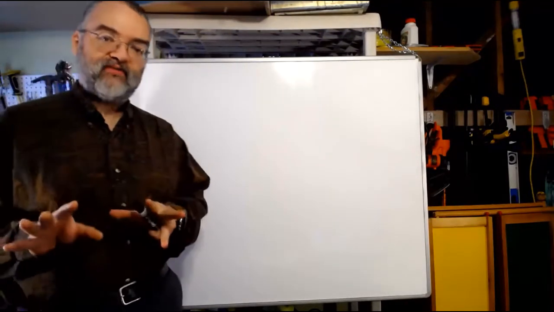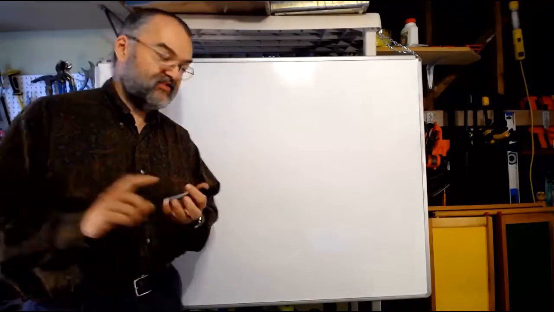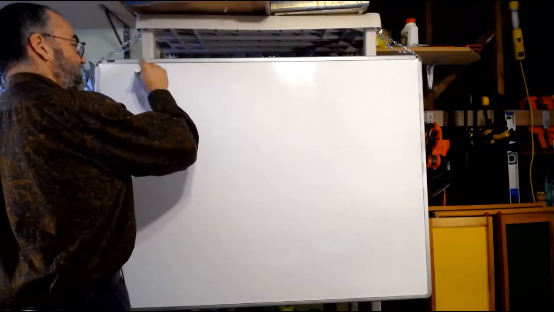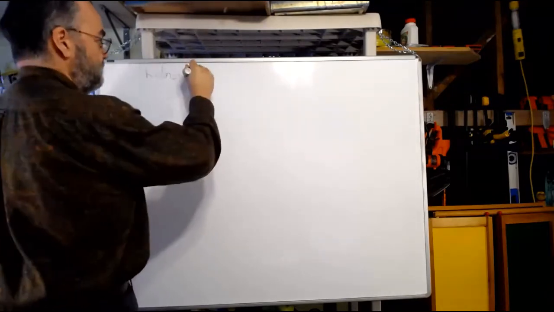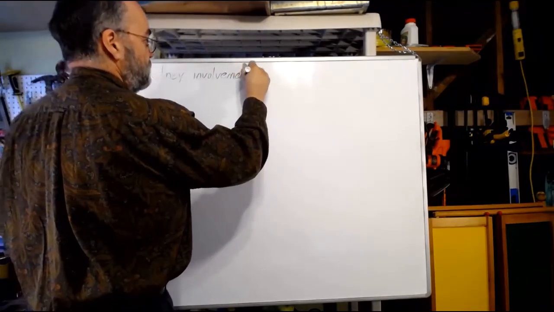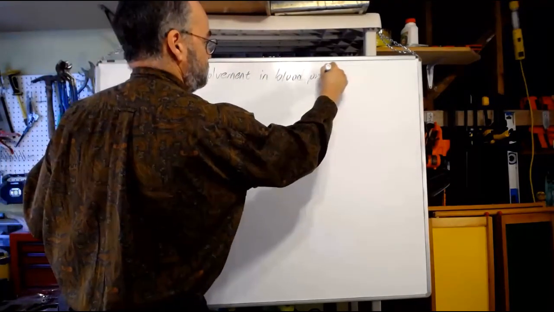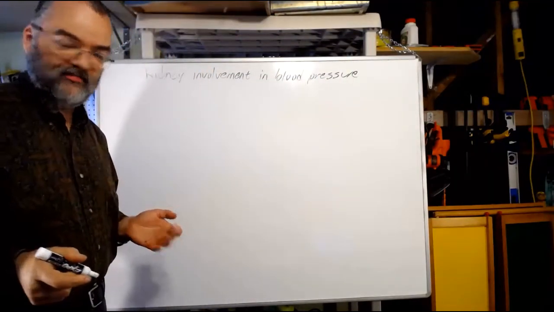Now, before we do that, I also wanted to point out, we're going to tie this into the idea of renin. So the overall topic we're talking about here is kidney involvement in blood pressure. So how are the kidneys involved in regulating blood pressure?